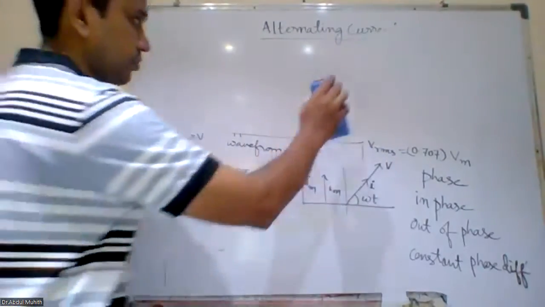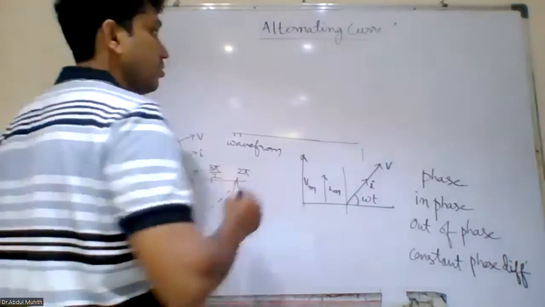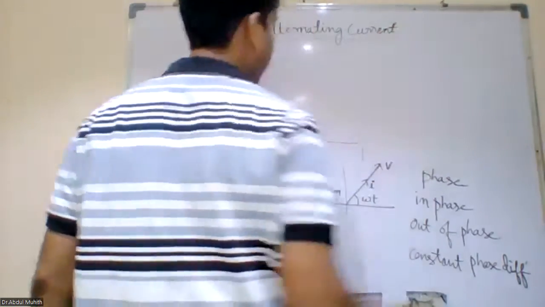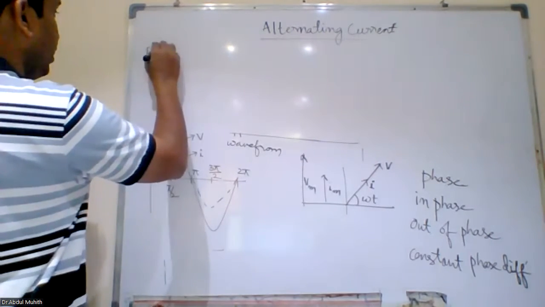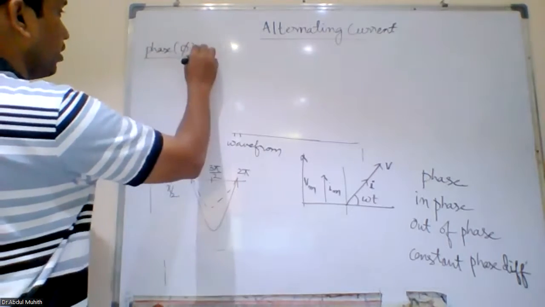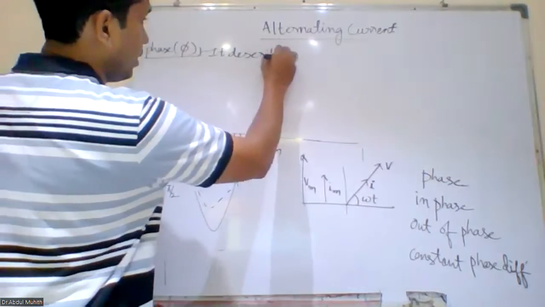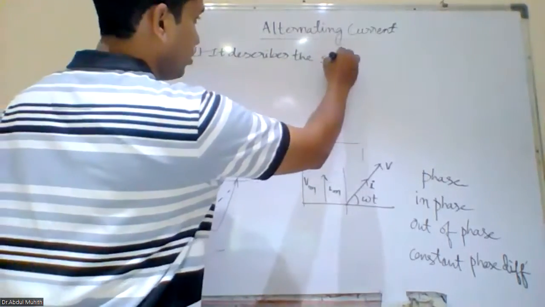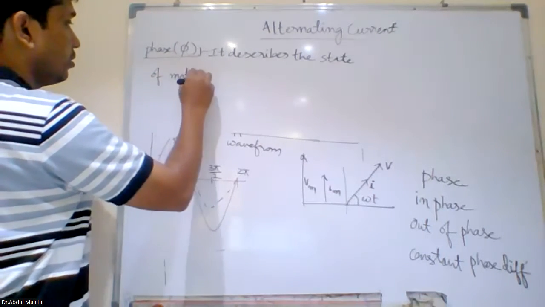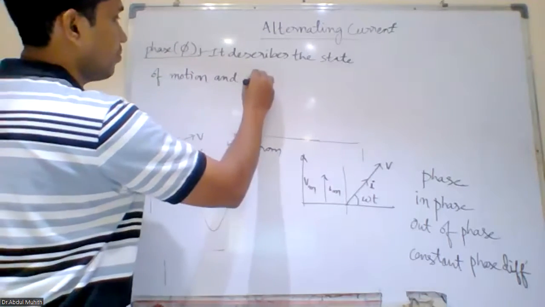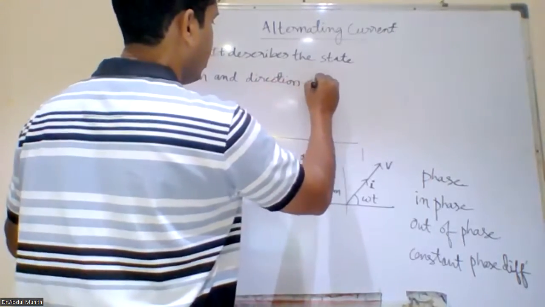Yeah, phase of life. We say, I'm going through a phase of life, difficult phase of life. Okay. What is phase? It describes the state of motion and direction of a particle. This is also in grade 11.